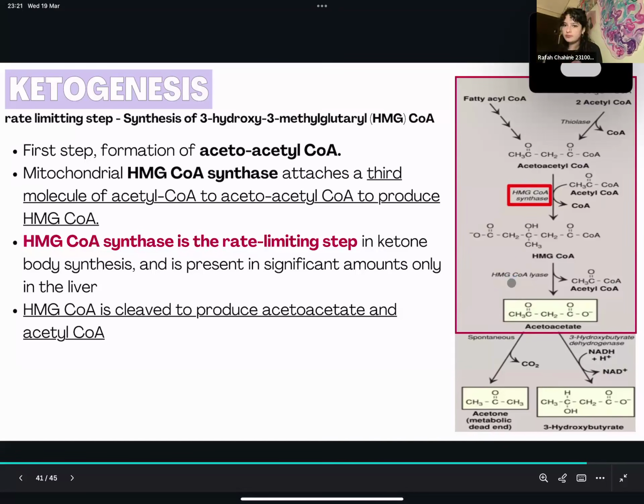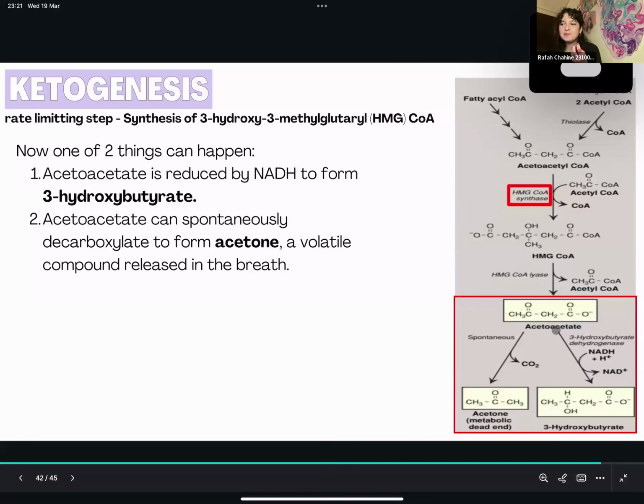Lyase, we're cleaving it. So HMG-CoA, with the help of HMG-CoA lyase, is going to lose 1 acetyl-CoA and become acetoacetate. Okay, now, acetoacetate can do one of 2 things. Number 1 is that it can be oxidized, which means we are using a dehydrogenase enzyme. So it can be oxidized by 3-hydroxybutyrate dehydrogenase into 3-hydroxybutyrates.